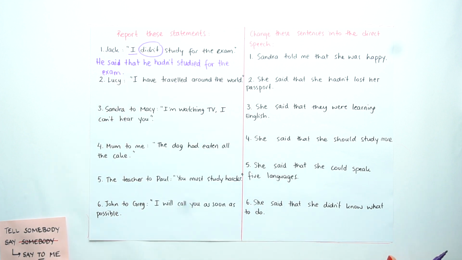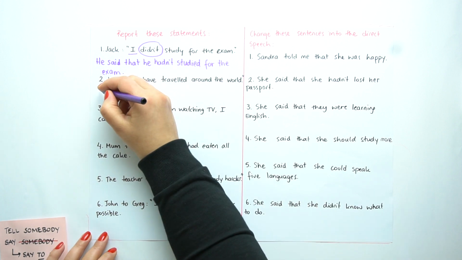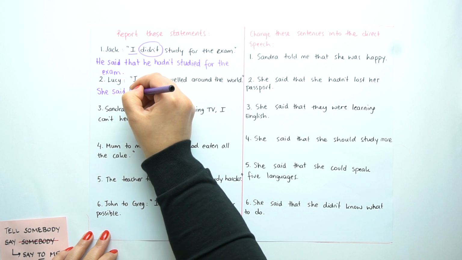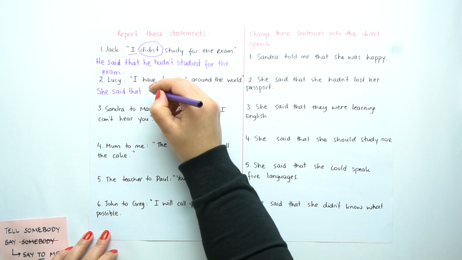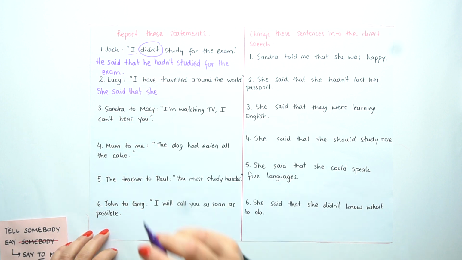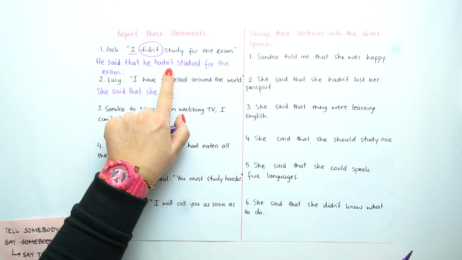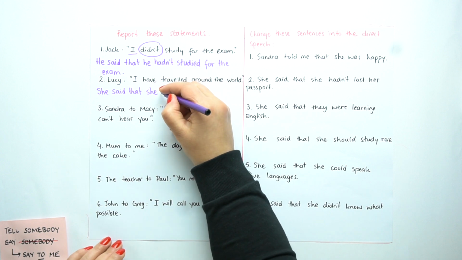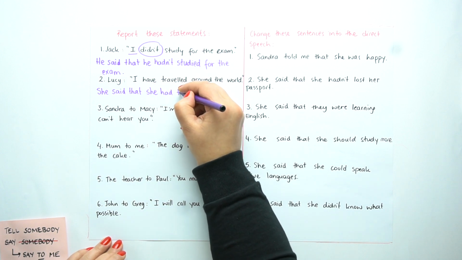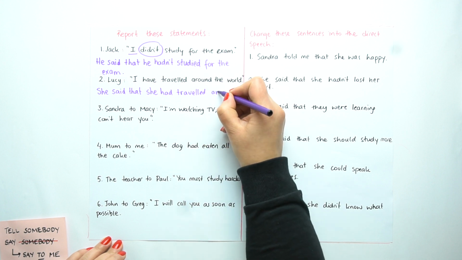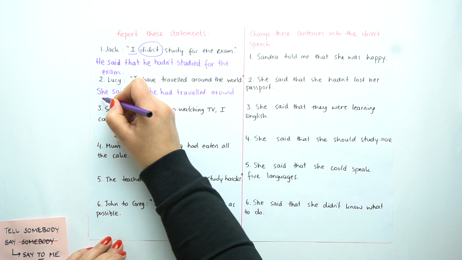Second one, Lucy says, I have traveled around the world. She said that, just like the first one, present perfect becomes past perfect. So we say, she had traveled around the world.